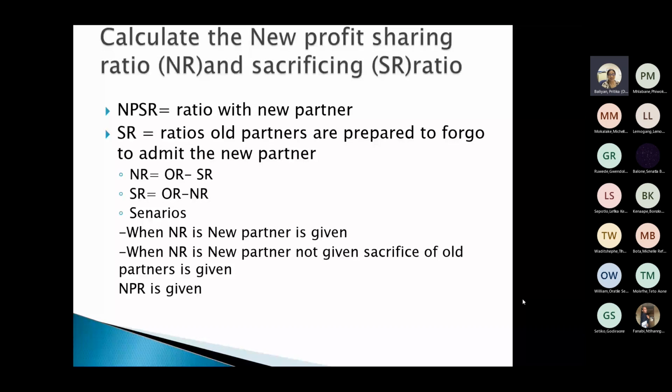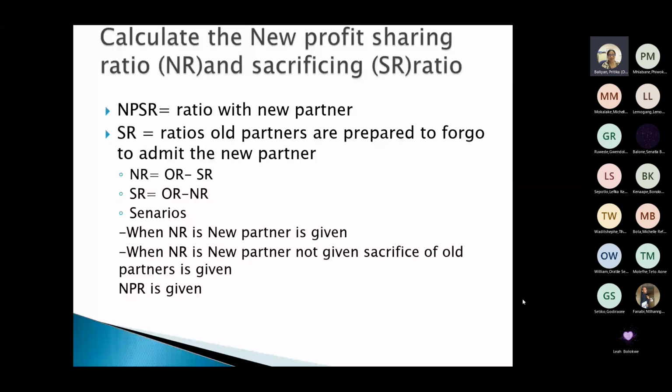The new profit sharing ratio is the ratio which is used by the partners with the new partner. And when they are sharing the same profit with the new partner, the old partners have to sacrifice some portion. How much portion they are sacrificing, which goes to the new partner, is known as the sacrificing ratio. Did you ever hear about the sacrificing ratio before?